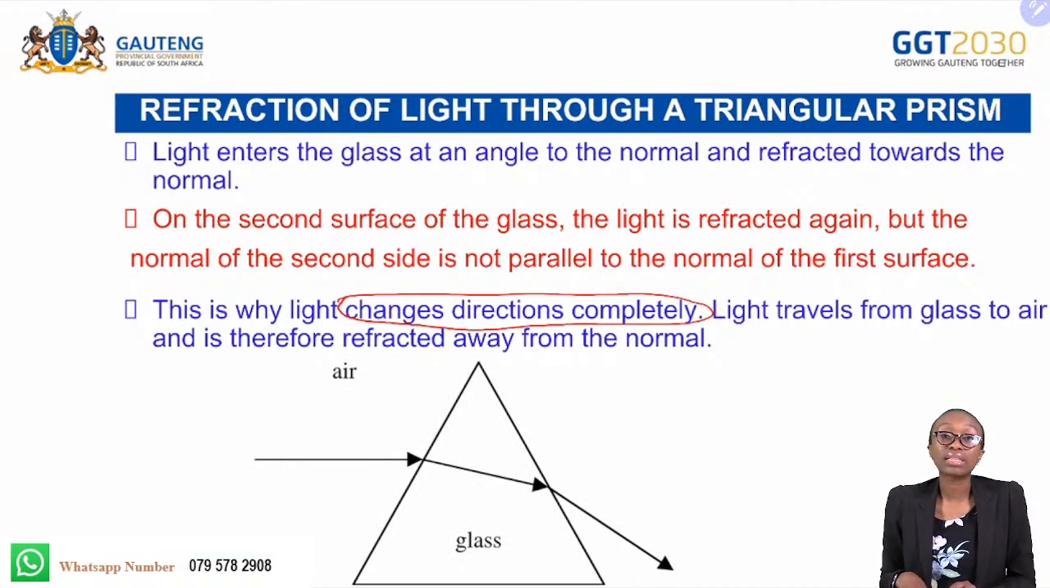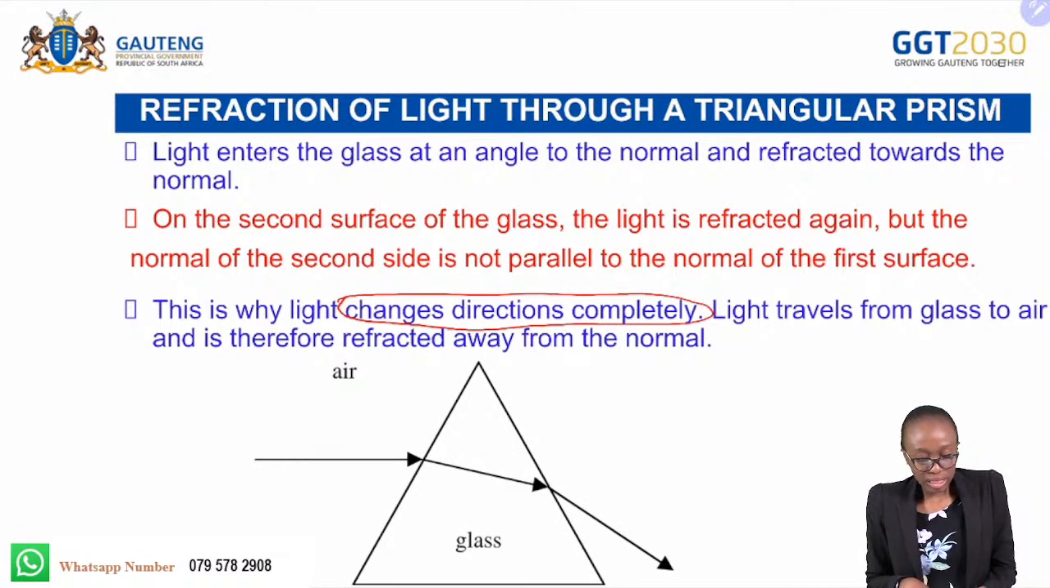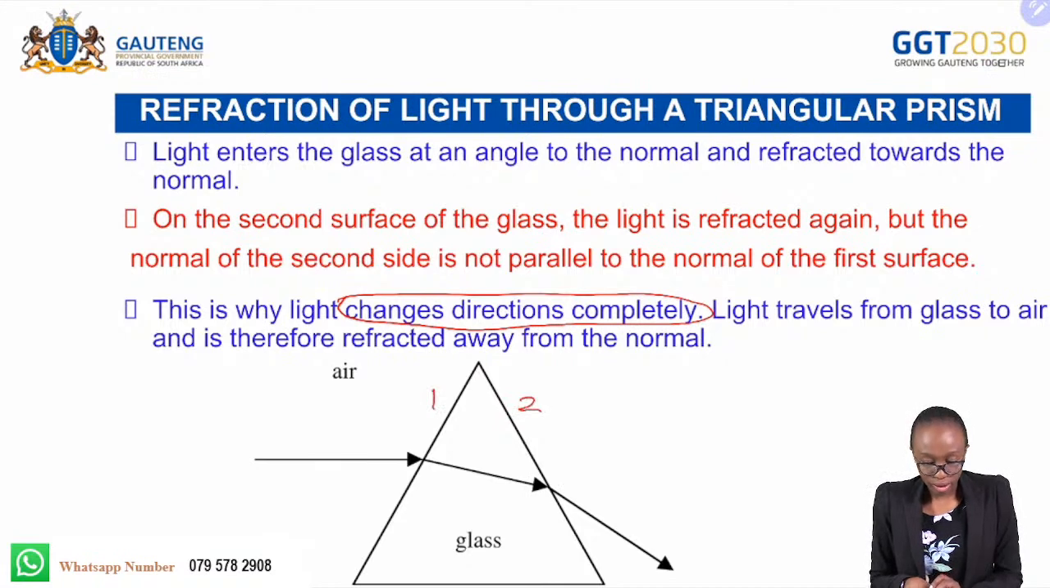So let's look at this picture. The first time it hits the first side, there's side number 1 and side number 2. Light is moving in air and then enters the glass at an angle. Now, it's at an angle to the normal. Remember, the normal is always at right angles to the surface.